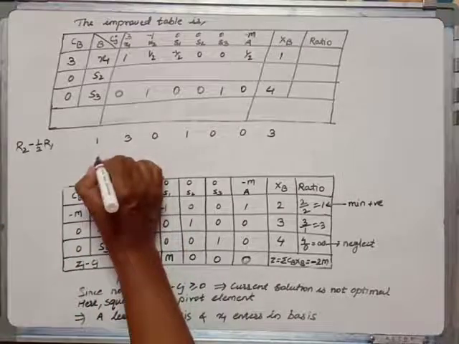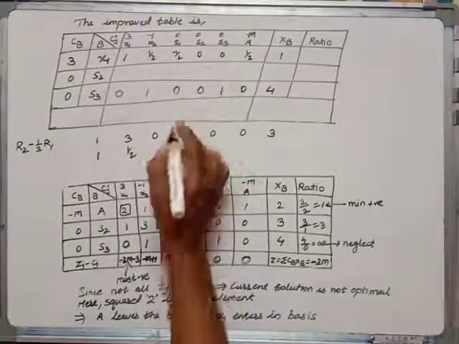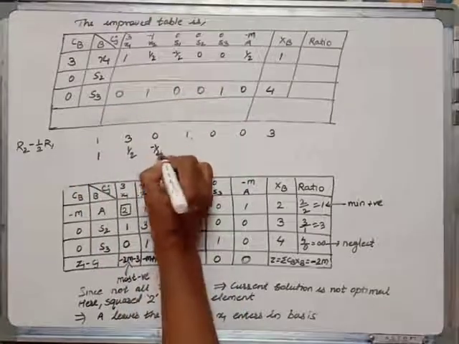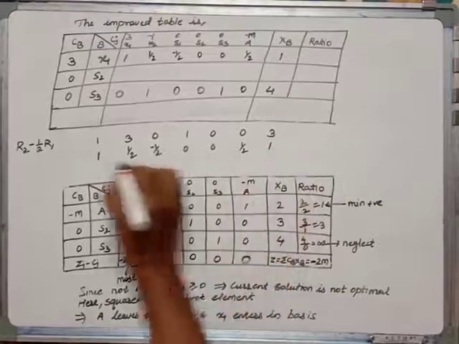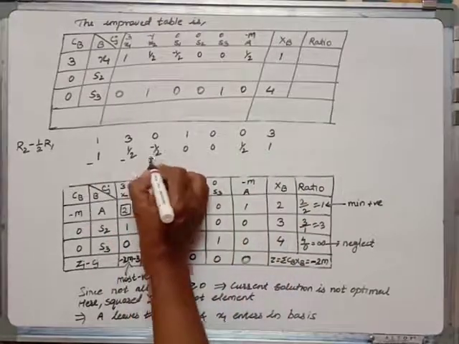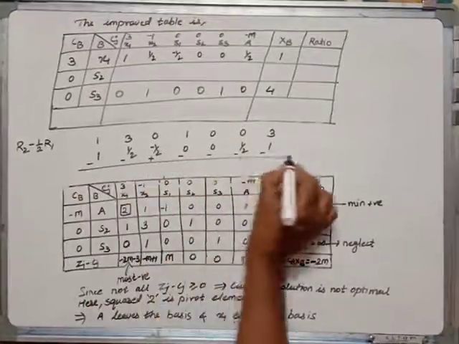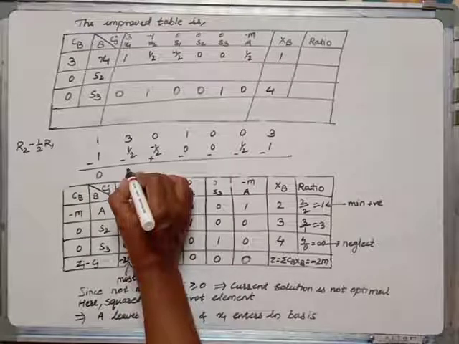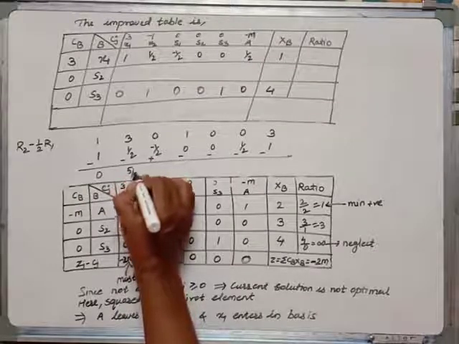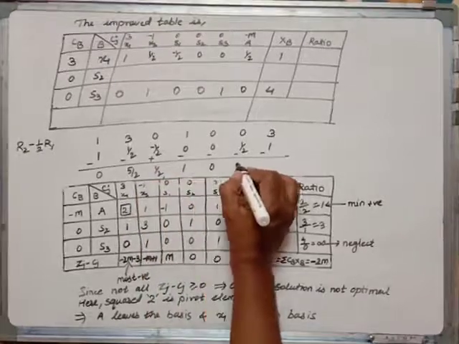So it is 1, 1 by 2. The first row in the improved one is the same: 0, 0, 1 by 2 and 1. Now we have to subtract this. Minus minus becomes plus. So we get 0, and 3 minus half will be 5 by 2. This is half, this is 1, 0. This is minus half and this is 2.